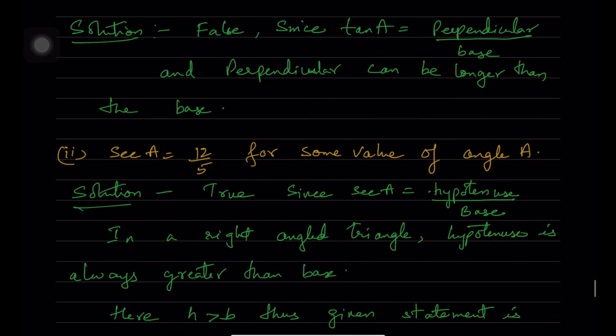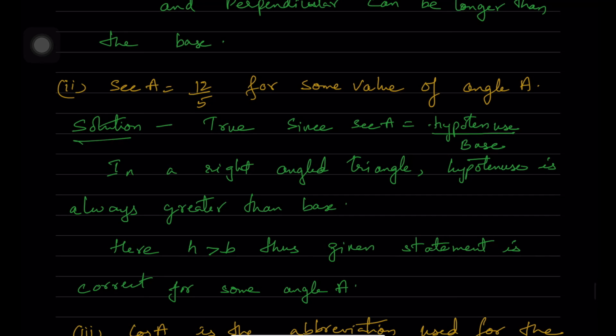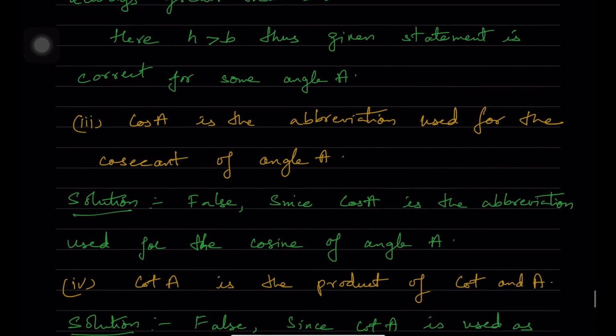Next, sec A is equal to 12 by 5 for some value of angle A. True. Since sec A is equal to hypotenuse by base, in a right angle triangle, hypotenuse is always greater than base. So here h is greater than b, thus the given statement is correct for some angles A.